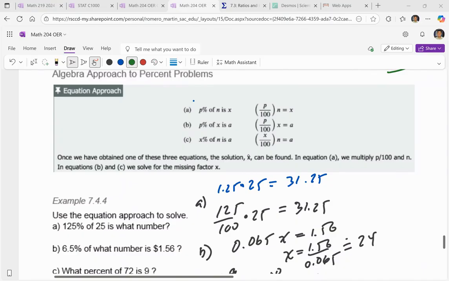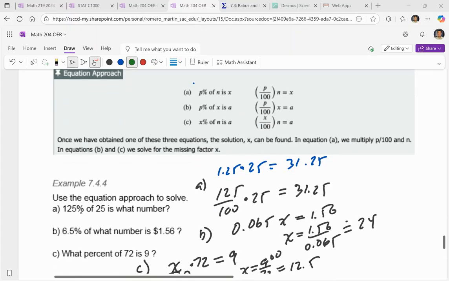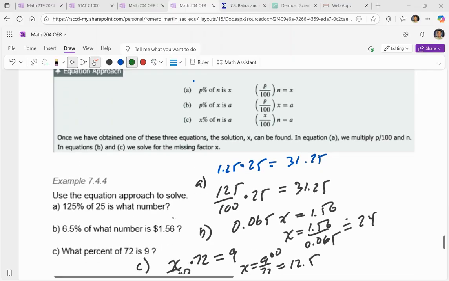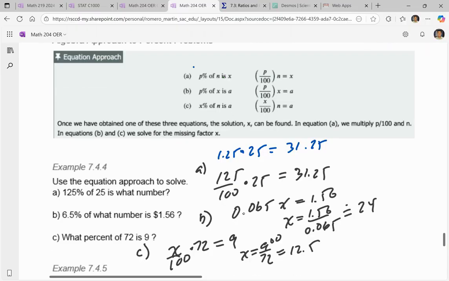Once we have one of the equations, the solution x can be found, right? We can then use things we know to find those values that we're looking for. But you can see the setup in the equation that's made. So 125% of 25 is what number? We just try to find out which one this matches up to. 125%, we know P, of 25, we know, and is what number. So in this case, that's situation A. 125 over 100 times 25 equals 31.25. So that's another way to solve.